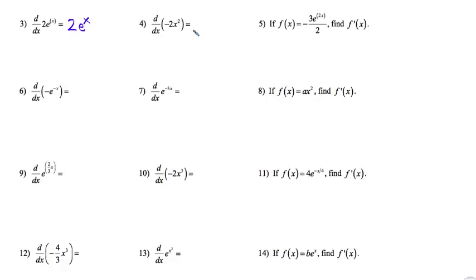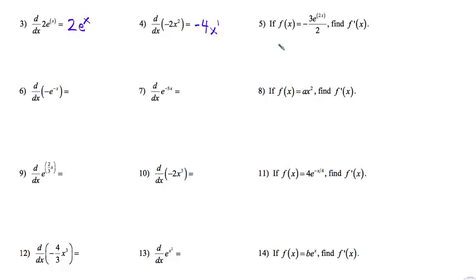All right, number 4. So this is going to be, what house am I in? Am I in power house, log house, e-house? It's only those 3 options for this assignment. And you should say, okay, this is power house. Power house means I'm going to multiply the exponent down. So negative 2 times 2 is negative 4. And then I subtract 1 from the power.